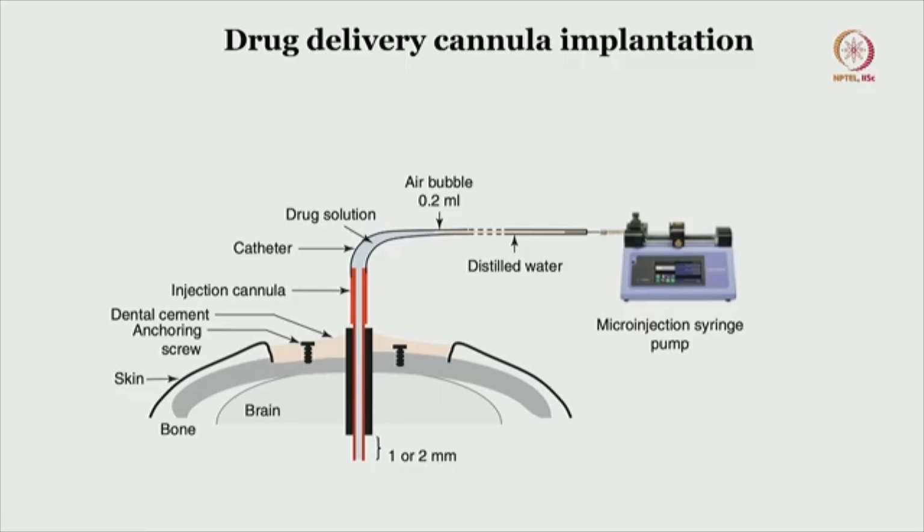So the injection cannula will go completely through the entire length of the trajectory, whereas the guide tube has to stop around 1 or 2 millimeters above it, alright. It is only the injection catheter and cannula which goes right up to the target. The guide tube has to stop 1 or 2 millimeters above it.